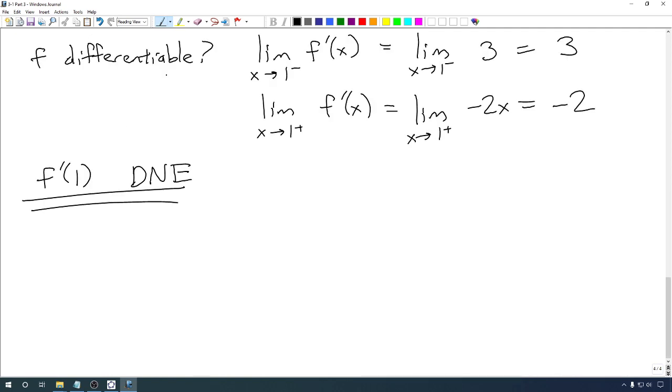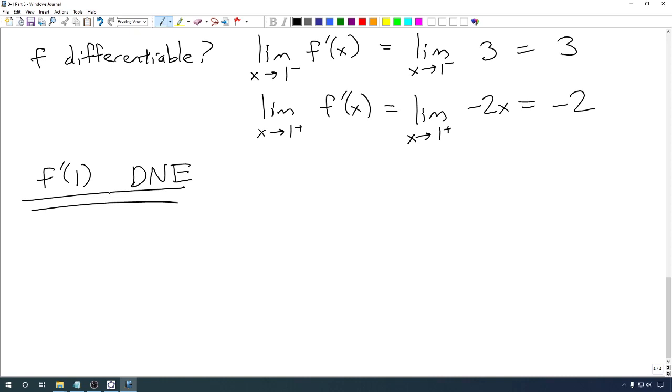So when we're trying to find our critical points, 1 is in the domain of our function, but the derivative does not exist at 1. So x equals 1 is a critical point of our function. Now, that doesn't mean it's the only one.